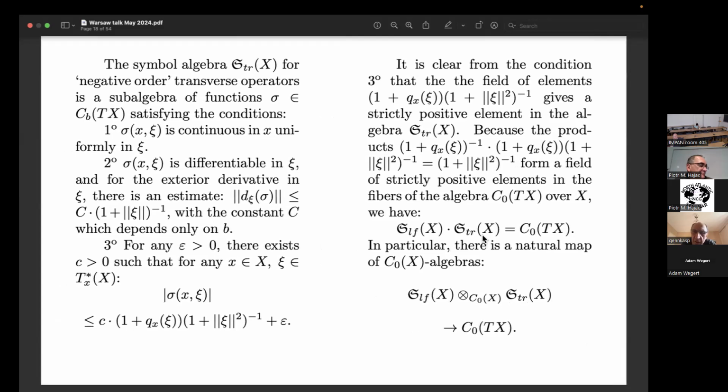And this gives a very good pairing between leafwise and transverse operators. This is the product. You see, both are modules over C0 of X. They are called C of X algebras. The product is taken pointwise over X. So this product gives an element of C0 of Tx. That's an important observation which is used.